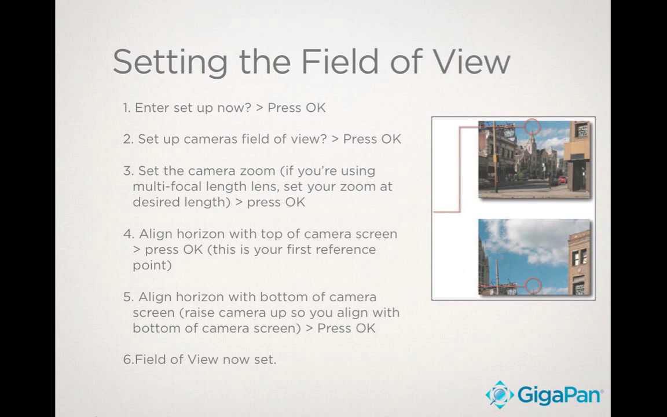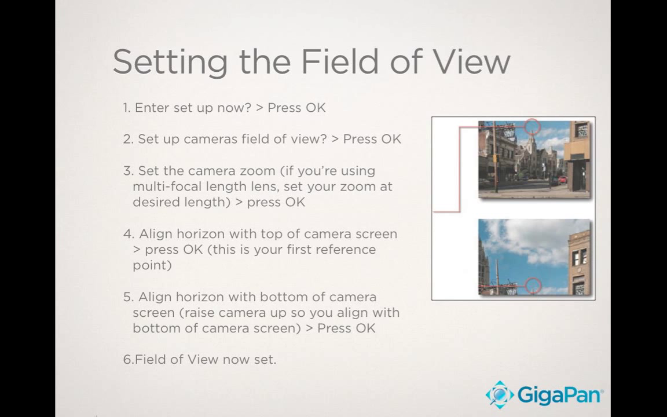The one thing I like to make clear is that it doesn't have to be the actual horizon. It just needs to be a stationary reference point. For example, we're using the top of this structure as our reference point. So you line the top of that structure up with the top of either live view or your viewfinder, and then you press OK. And then once that's set, it's going to ask you to align the horizon with the bottom of the camera screen.